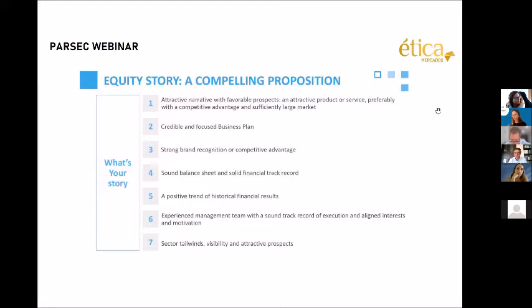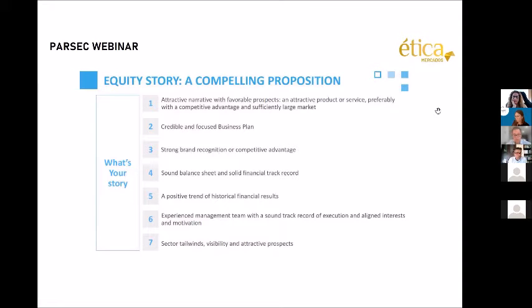Second, the business plan, a basic thing to develop to arrive at the stock markets. Three, we must have strong brand recognition, or a really strong competitive advantage for our company to secure this brilliant future.